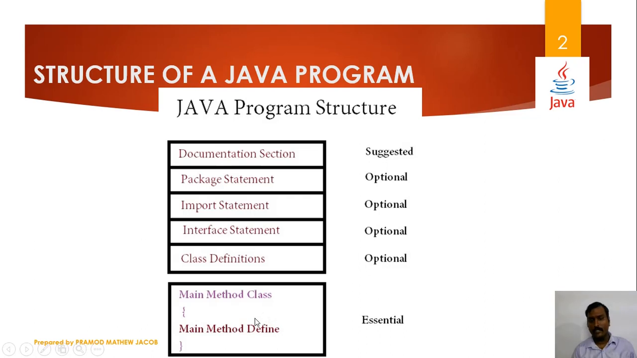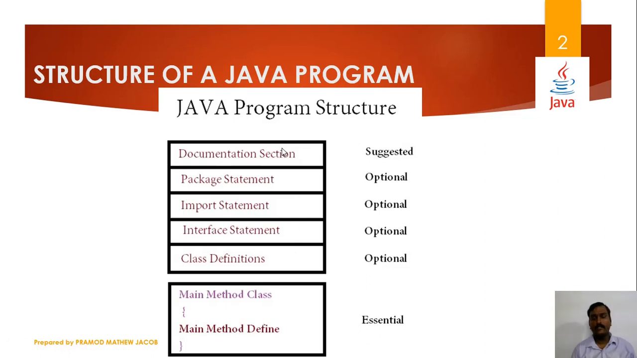Function is called a method in Java, so every program should have a main method, and this main method should be encapsulated inside a class, and that class is called the main method class. So this is the essential part of every Java program, and all other statements like package statement, import statement, interface statement, class definitions are optional.